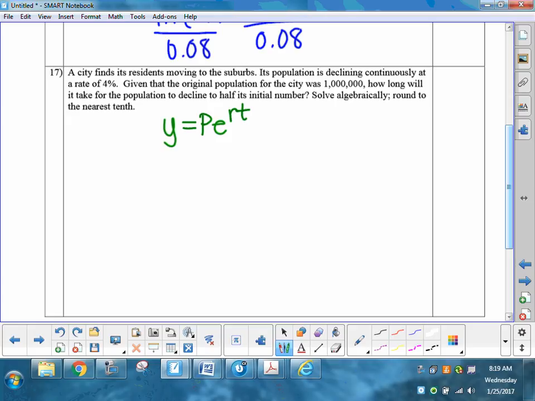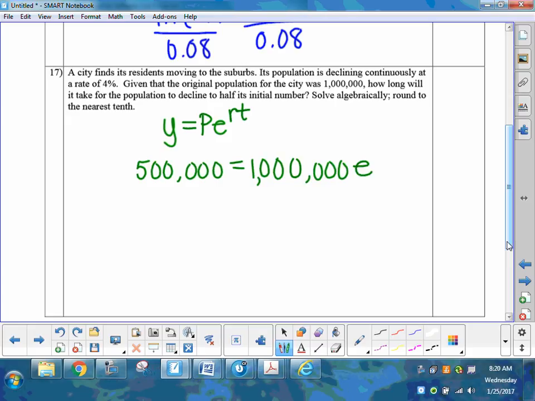How much? 500,000 is equal to 1 million. Now, what is our rate going to be? This is the part you've got to challenge yourself. There you go. Why is it negative 0.04?